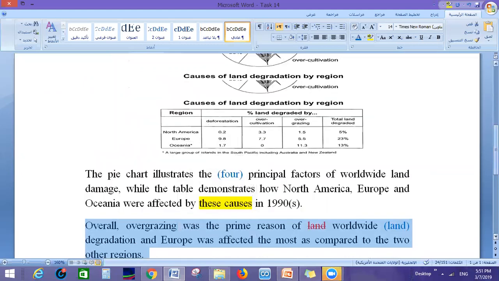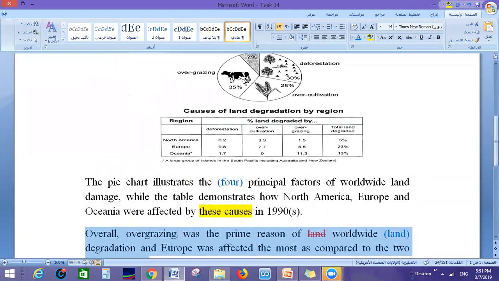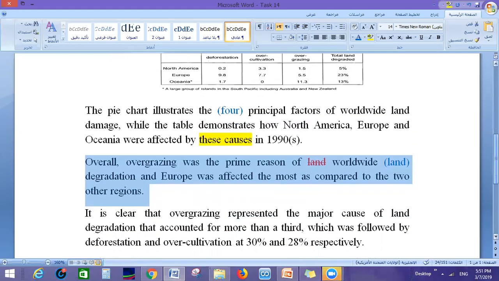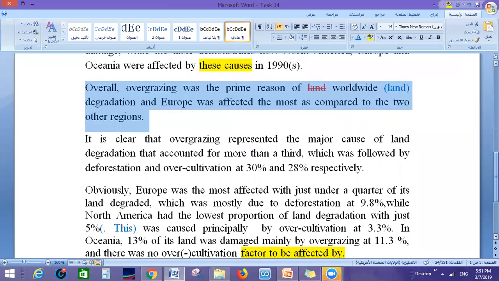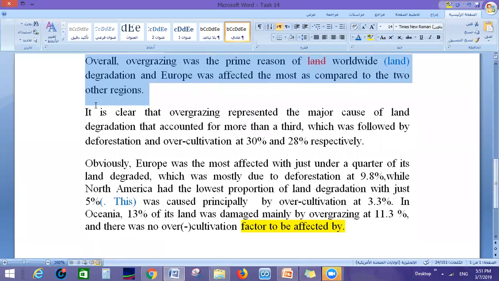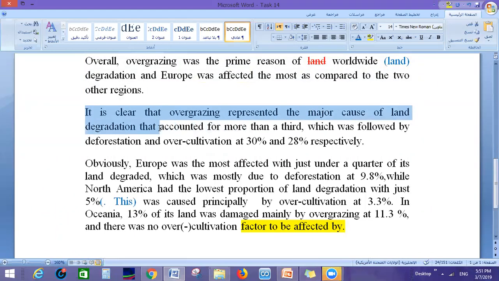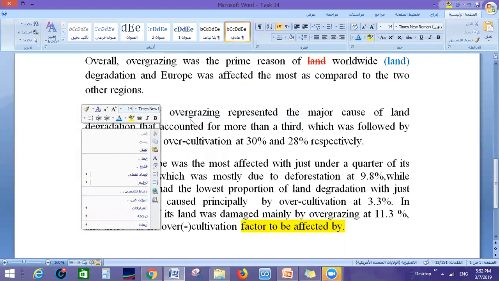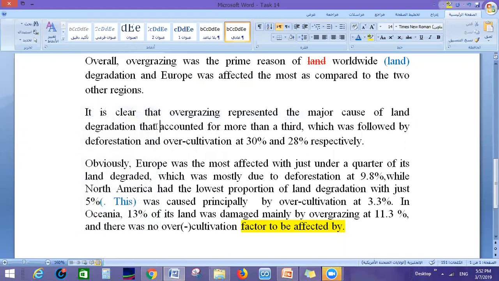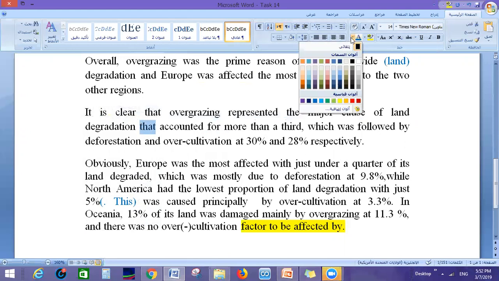I think you should present 2 features in the overview for the pie chart, 2 features for the table. It's clear that overgrazing represented the major cause of land degradation. Now, here you are giving extra information.